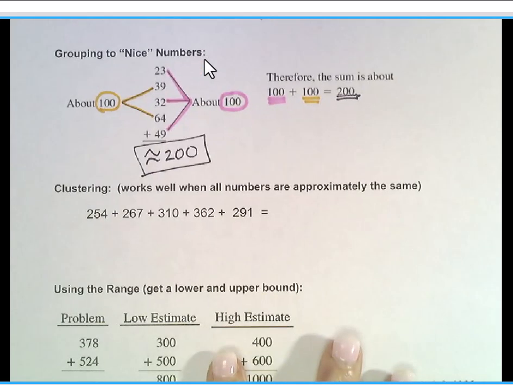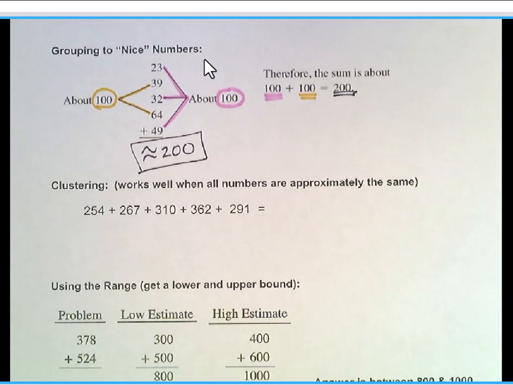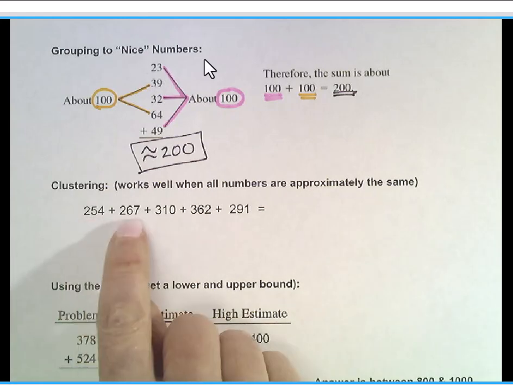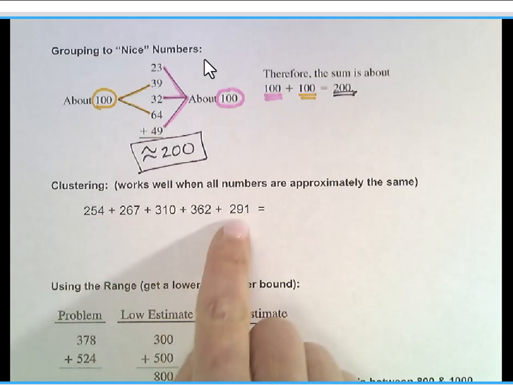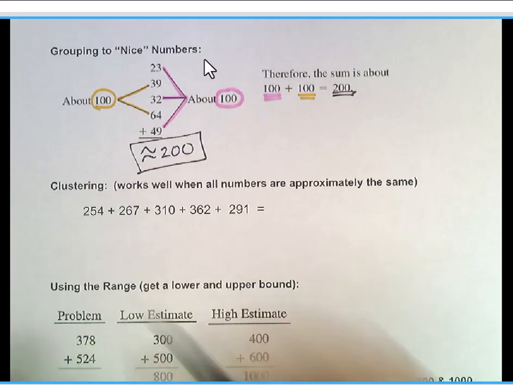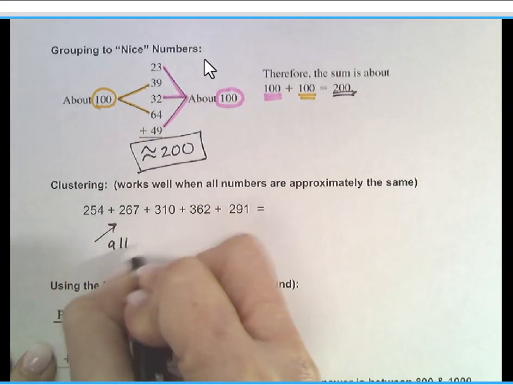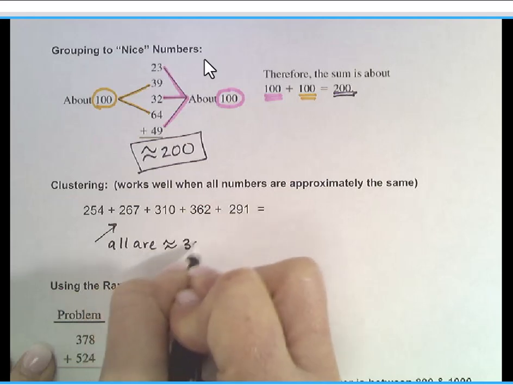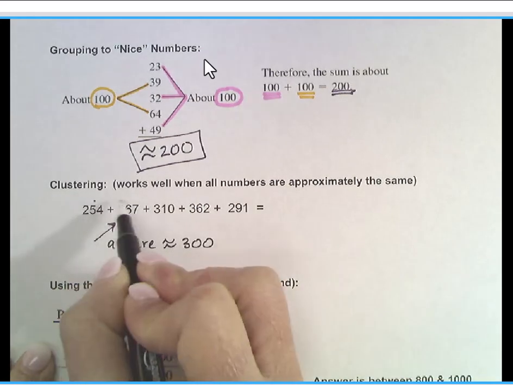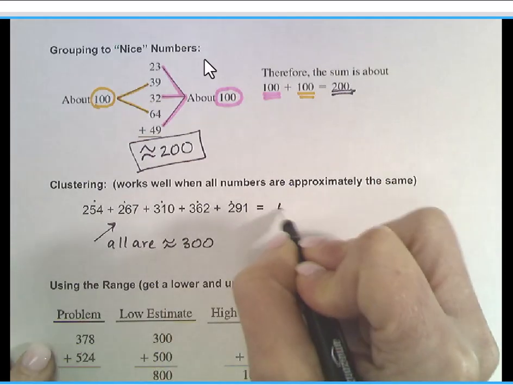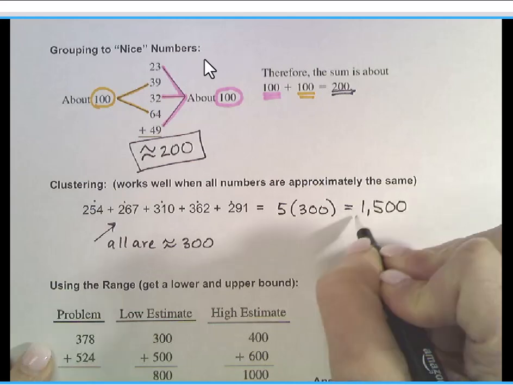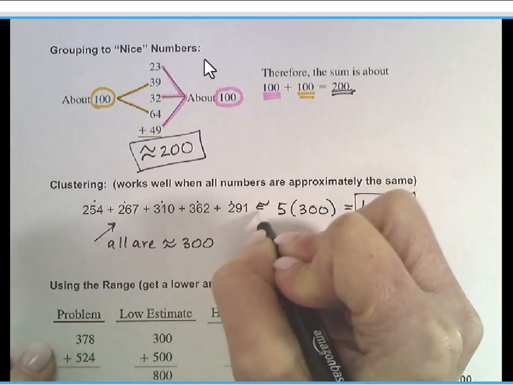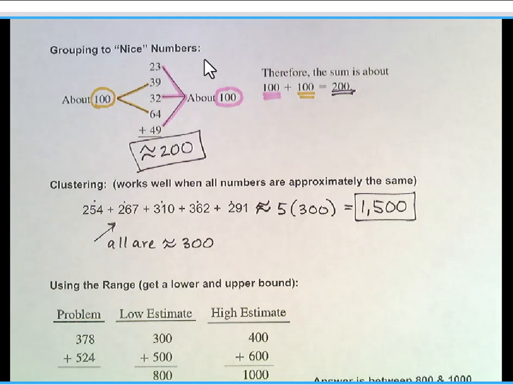Then we have a process called clustering. That works really well when all the numbers are approximately the same size. So we're adding 254, 267, 310, 362. Do you see that all of those numbers hover around 300? They're all pretty close. They're all approximately 300. And how many are there? 1, 2, 3, 4, 5. There's 5 of them. Do 5 times 300 and get 1,500. And say, well, I think that this is approximately 1,500.